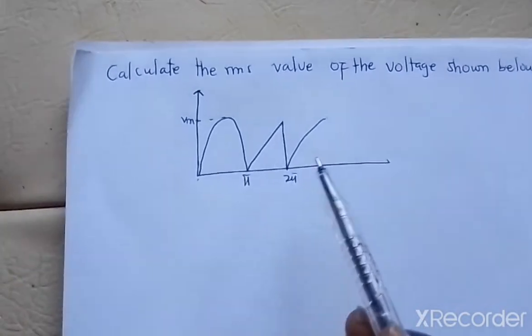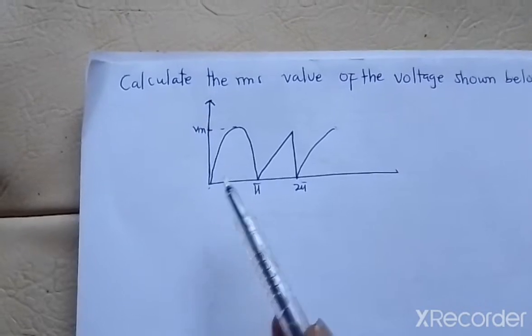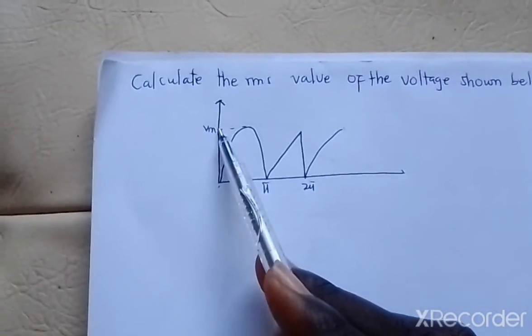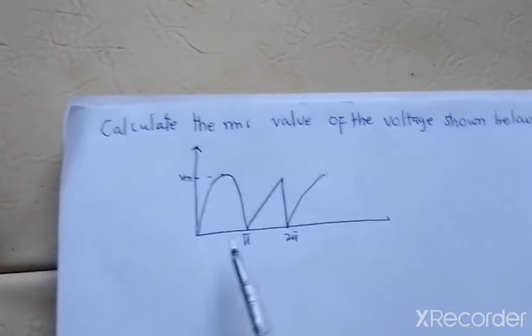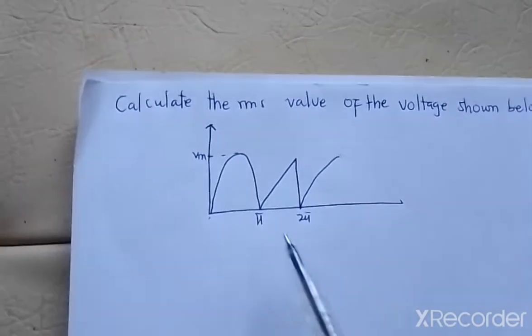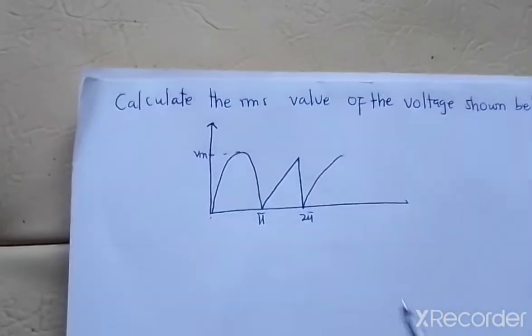So we have the period, that is 2 pi. It starts from 0, then it begins again at 2 pi, and this is our peak voltage, that is Vm. So we have to find the RMS value for this waveform. To find that, you need to find the area of the square cycle and divide it by the period, then you square root the whole thing.